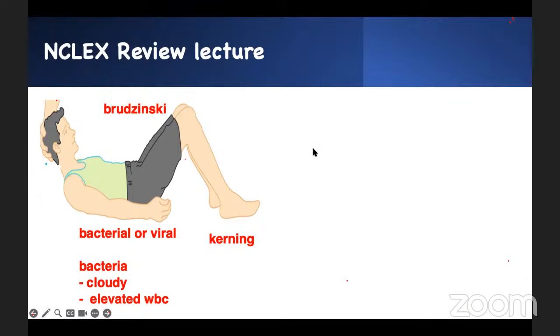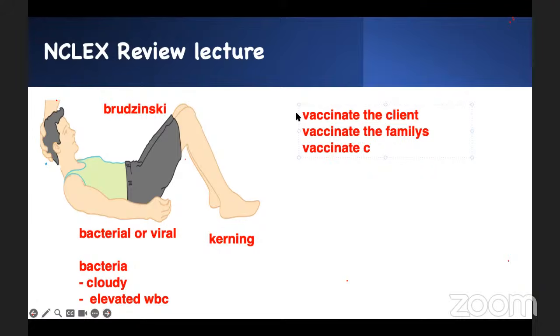What do you want to do? Do you vaccinate the client? Vaccinate the family members? Vaccinate those friends? Those are your multiple choices.